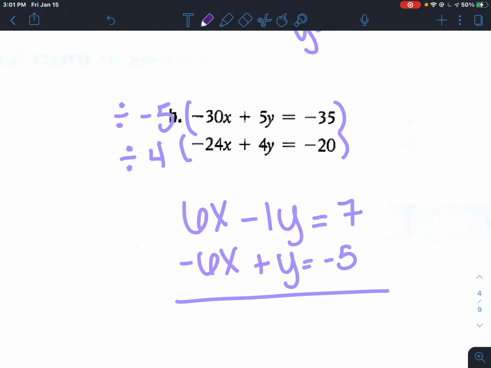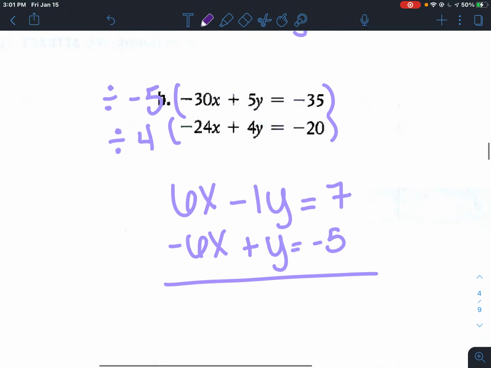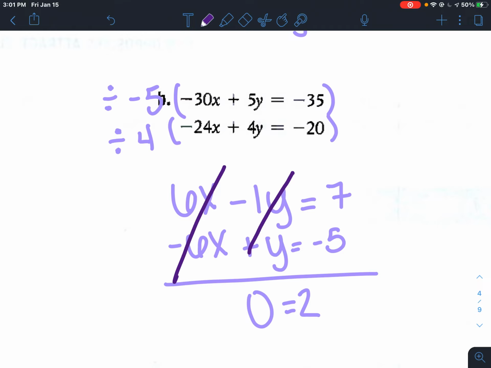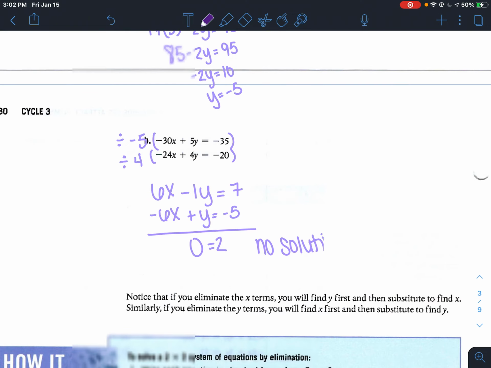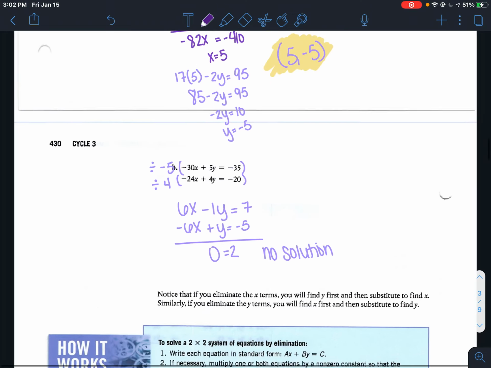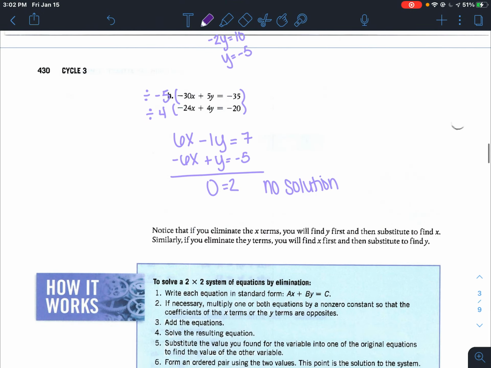So easy. Okay, so when I add these, I get 0 equals 2, because 6x and -6x cancel out, and -y plus y cancels out. I'm left with 0 on that side. So what does this mean? Well, 0 never equals 2. Ever. So this means that there is, in fact, no solution. These two lines would be parallel to each other because they have no points in common.